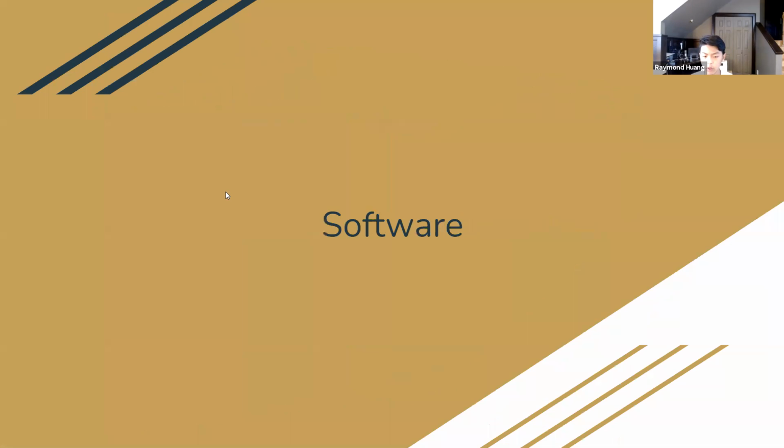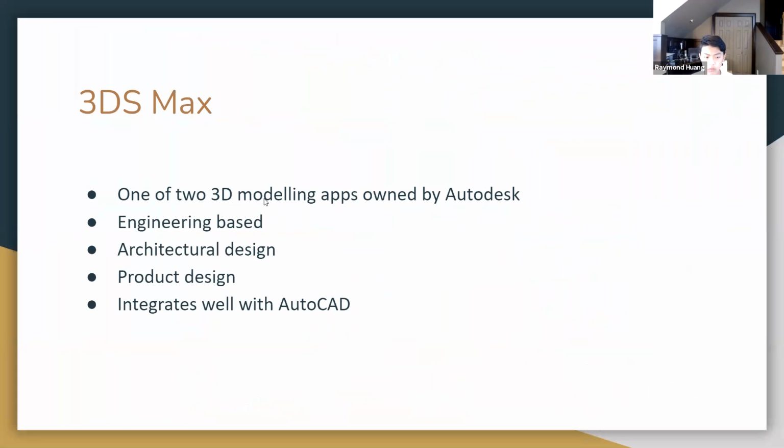So there are many software options that you can use to get started yourself in 3D modeling. The first software that you can use is called 3ds Max. All of these software you have to pay to get, which is unfortunate, but there is one that is good, which is Blender, that I'll be showing at the end. It's one of two 3D modeling software owned by Autodesk.